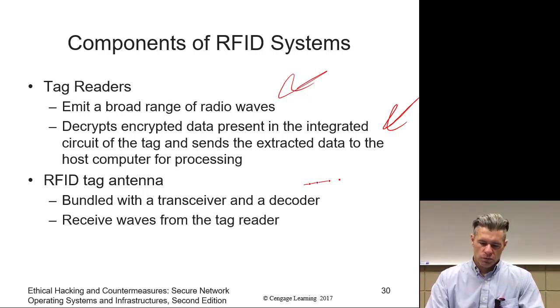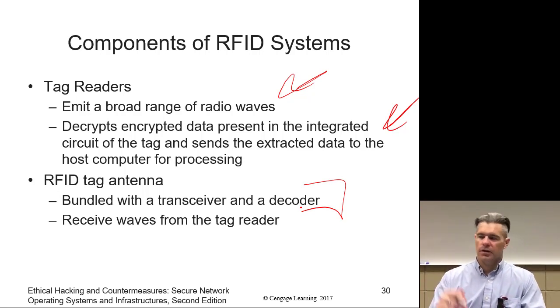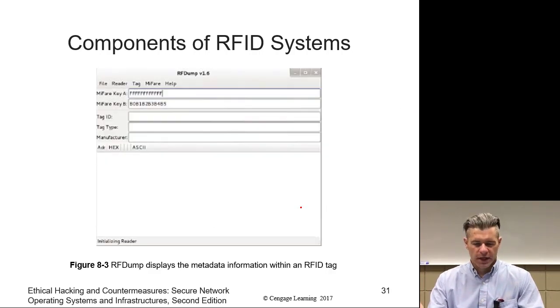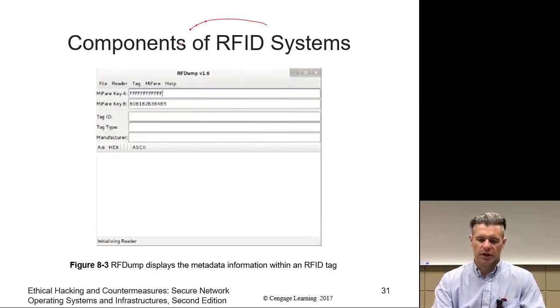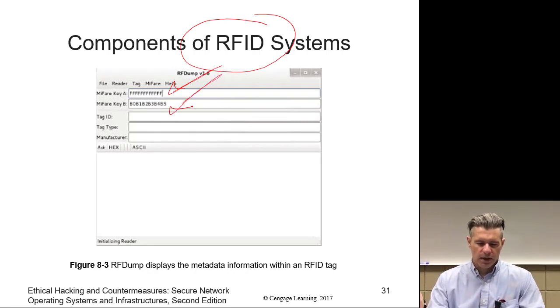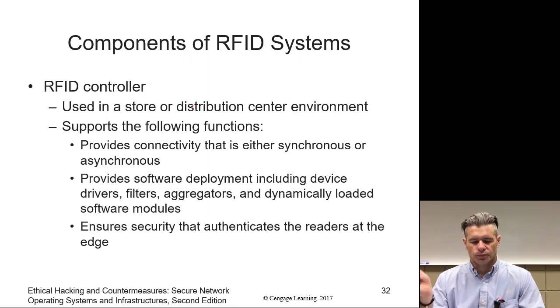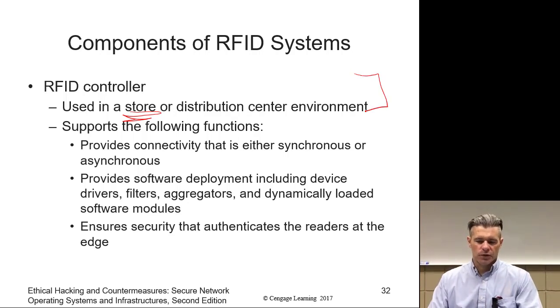So these readers come with a decoder and an antenna. They read the waves off of the tag, and if you use a tool like RF dump, you will see the output of, hey, here's this key, here's this metadata. So RFID controllers are often set up in grocery stores, retail shops, distribution centers. These are useful in tagging parts in warehouses. You see them in a lot of applications. ID cards are just probably the one that most people deal with in their day-to-day.